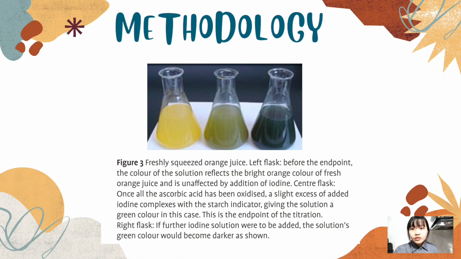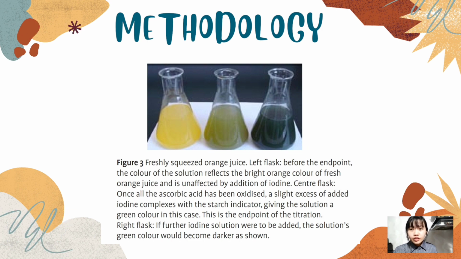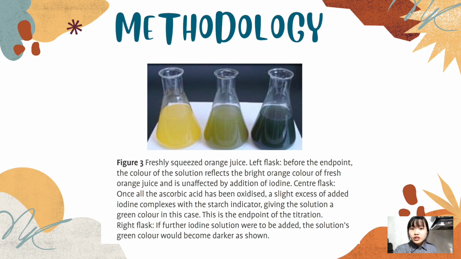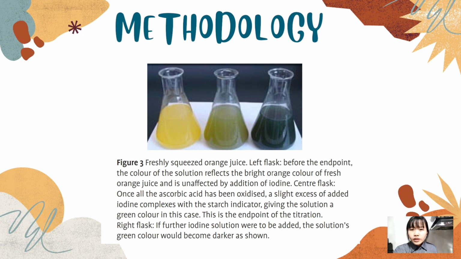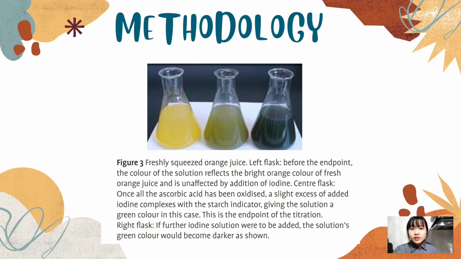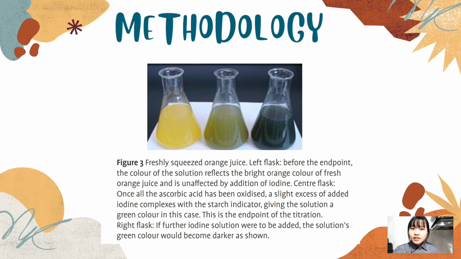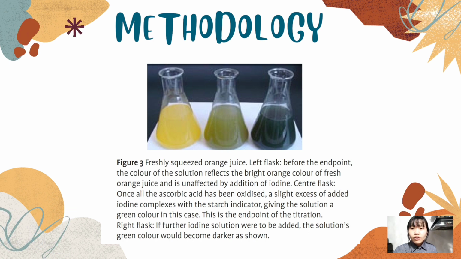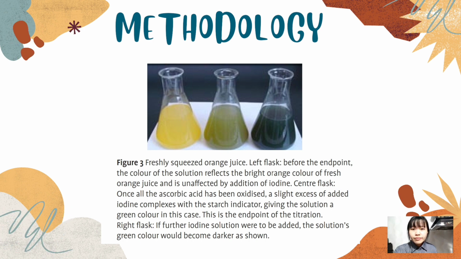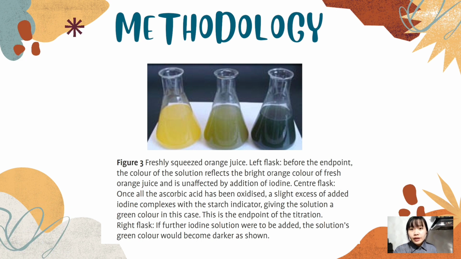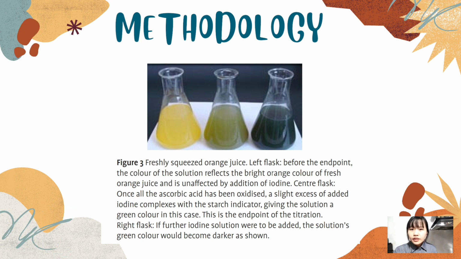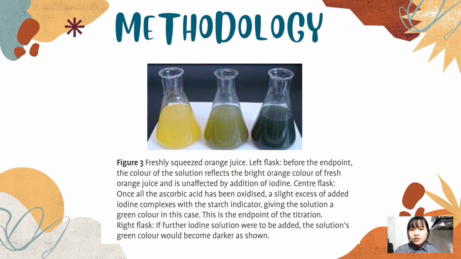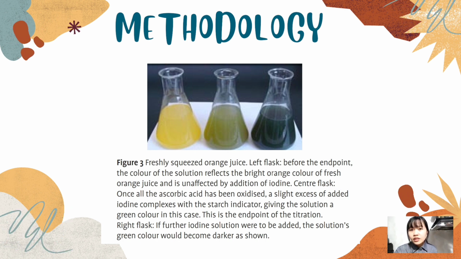Now, let's talk about the results of this experiment. The results will show that before the endpoint, the color of the orange juice was bright orange. However, once all the ascorbic acid has been oxidized, a slight excess of iodine will complex with the starch indicator and the color of the solution will turn green, and this is called the endpoint. Yet, if more iodine solution is added to the solution, then the green color of the solution will appear darker than the endpoint result.